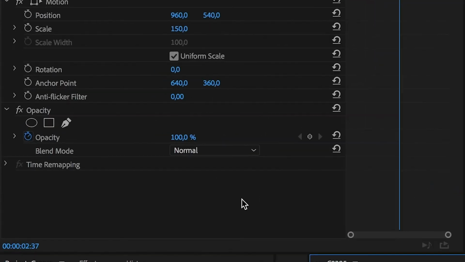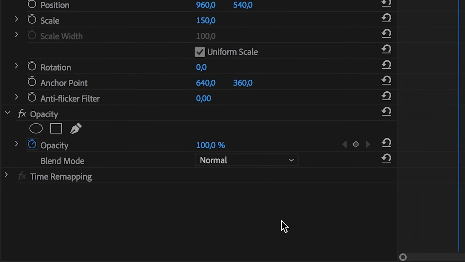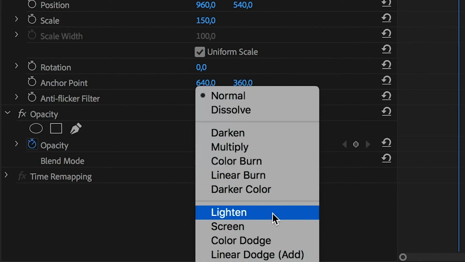After that, in opacity mode we should choose a blend mode, lighten. And now our clip is ready.